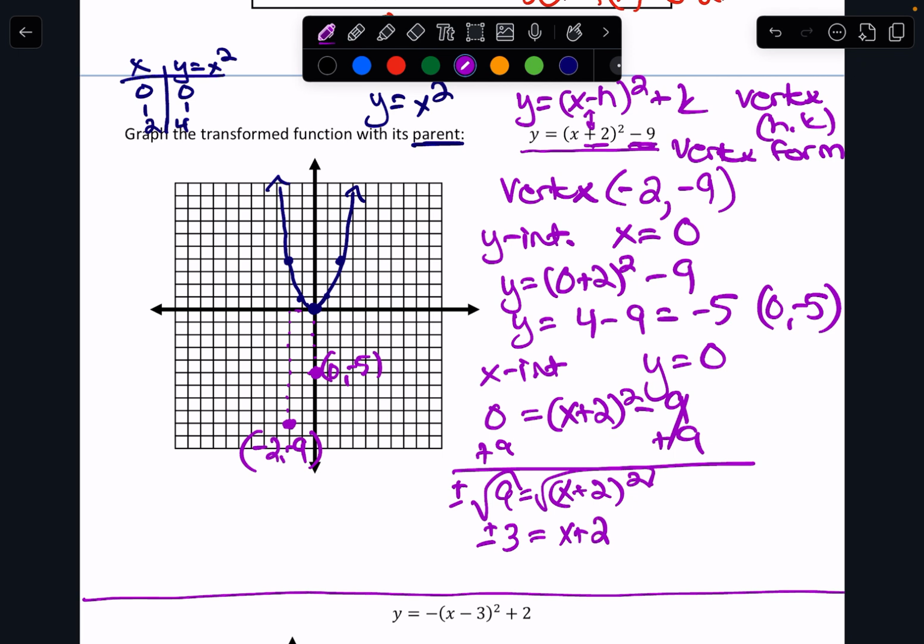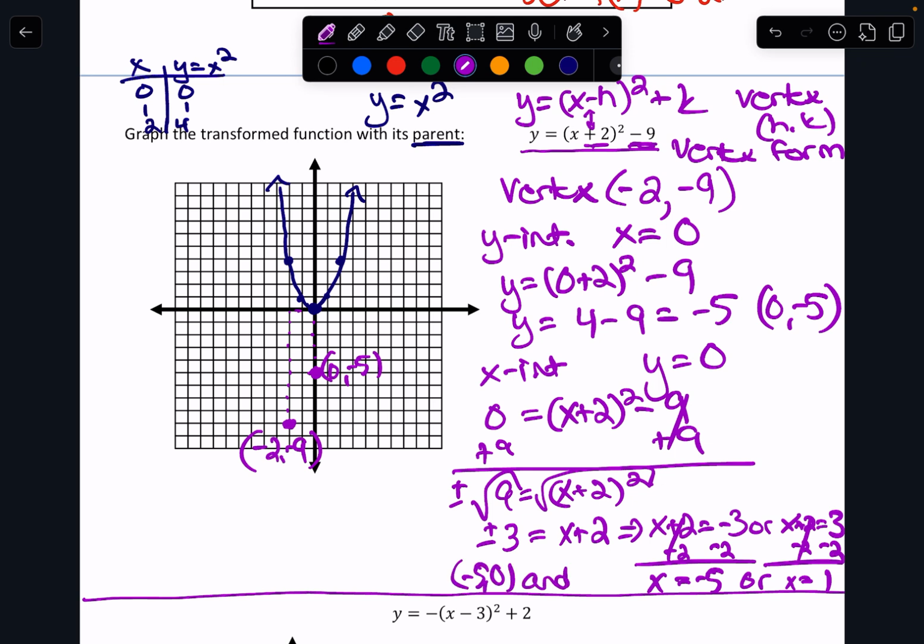So what this means is that we have two different ones. We have x plus 2 equals negative 3 or x plus 2 equals positive 3. So we subtract 2 from both sides and we get x equals negative 5 or x equals 1. So this means that our x-intercepts are negative 5, 0 and 1, 0. So negative 5, 1, 2, 3, 4, negative 5 right here, and 1, 0 right here. Okay, now we have enough points that we can actually graph it. It's going to go up like this, and then on the other side, it's going to do the same thing here.